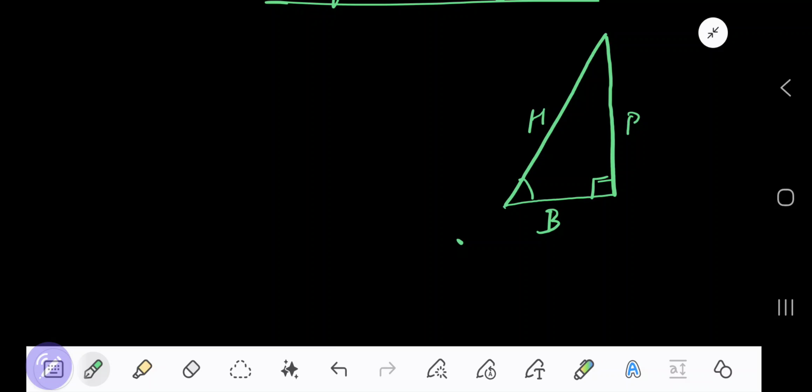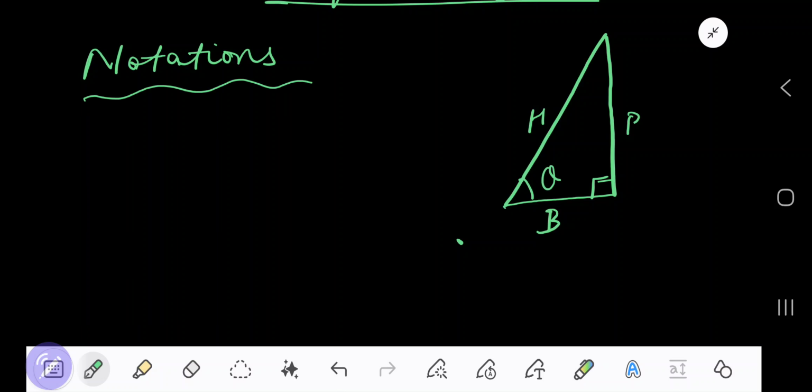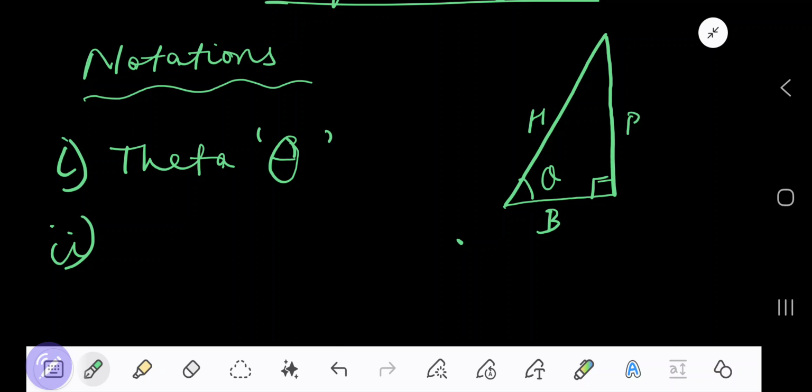So before we start, you should know some notations which were used in Greek to represent angles in trigonometry. So first one is theta, and the symbol for theta is this. You'll be seeing theta a lot. I think it's the most commonly used. Second one is known as phi, and the symbol for phi is this.